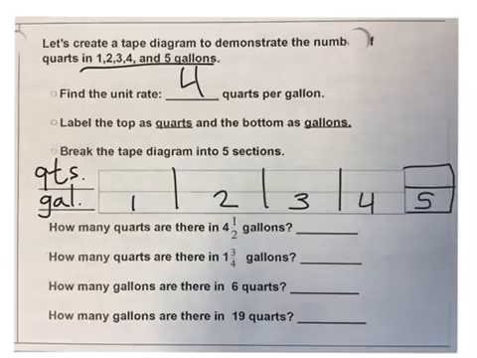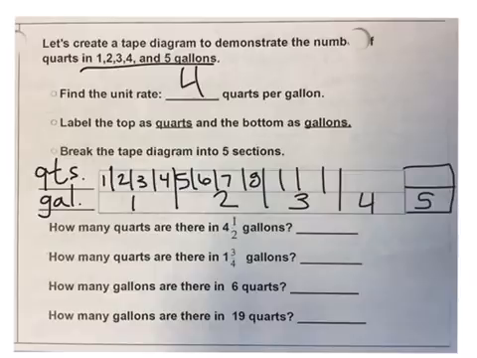If there are 4 quarts per 1 gallon, then we're going to divide this into fourths. So you're going to have 1 quart, 2, 3, 4 quarts makes 1 gallon. Again, you're going to divide it into fourths. That's going to be 5, 6, 7, 8. Then divided into fourths, you're going to have 9, 10, 11, 12.